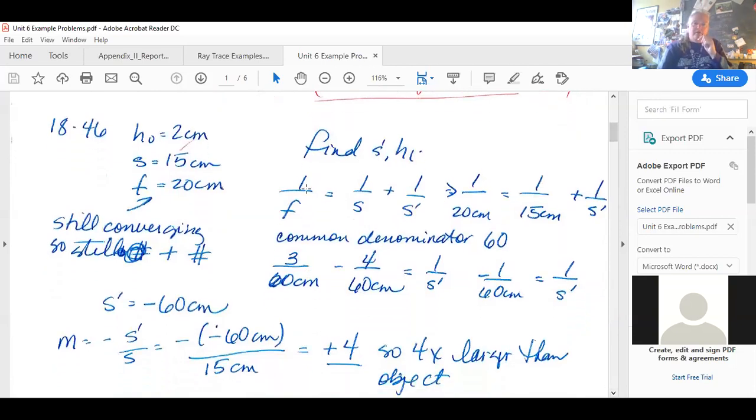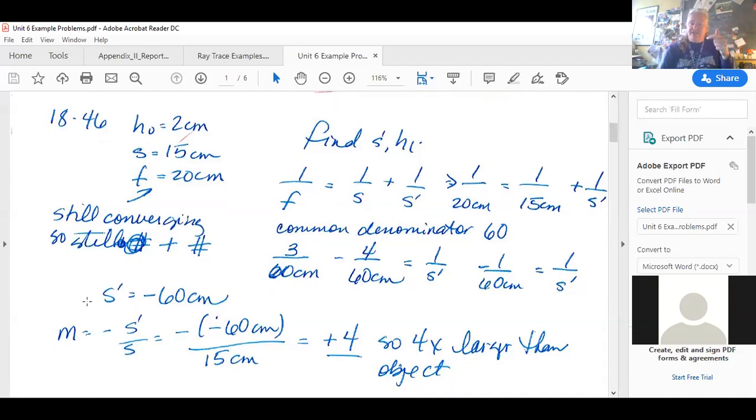Okay, so 1 over the focal length is equal to 1 over the object distance plus 1 over the image distance. So 1 over 20 is equal to 1 over 15 plus 1 over S prime. My common denominator here is 60. So 1 over 20 is 3 over 60, and 1 over 15 is 4 over 60. So 3 over 60 minus 4 over 60 is 1 over S prime, which is minus 1 over 60. So S prime is negative 60. Virtual images have negative image distances, and I got a negative number, so that's a good sign. Then I go to my magnification.